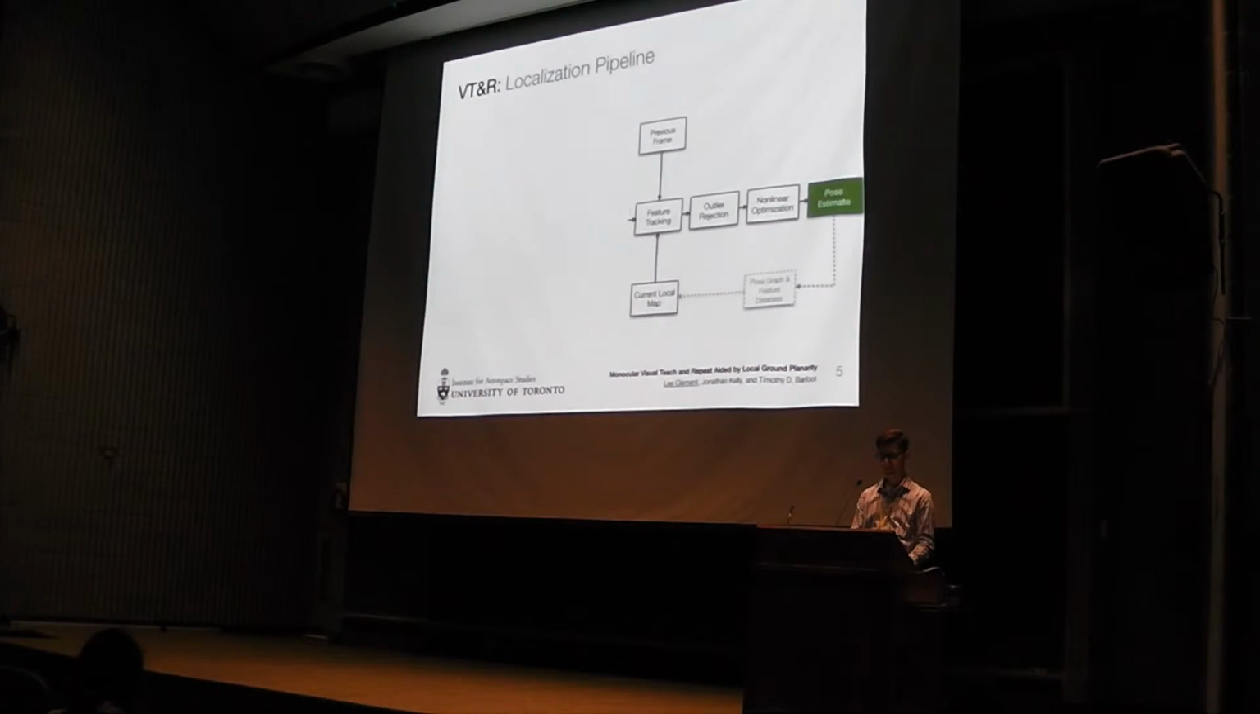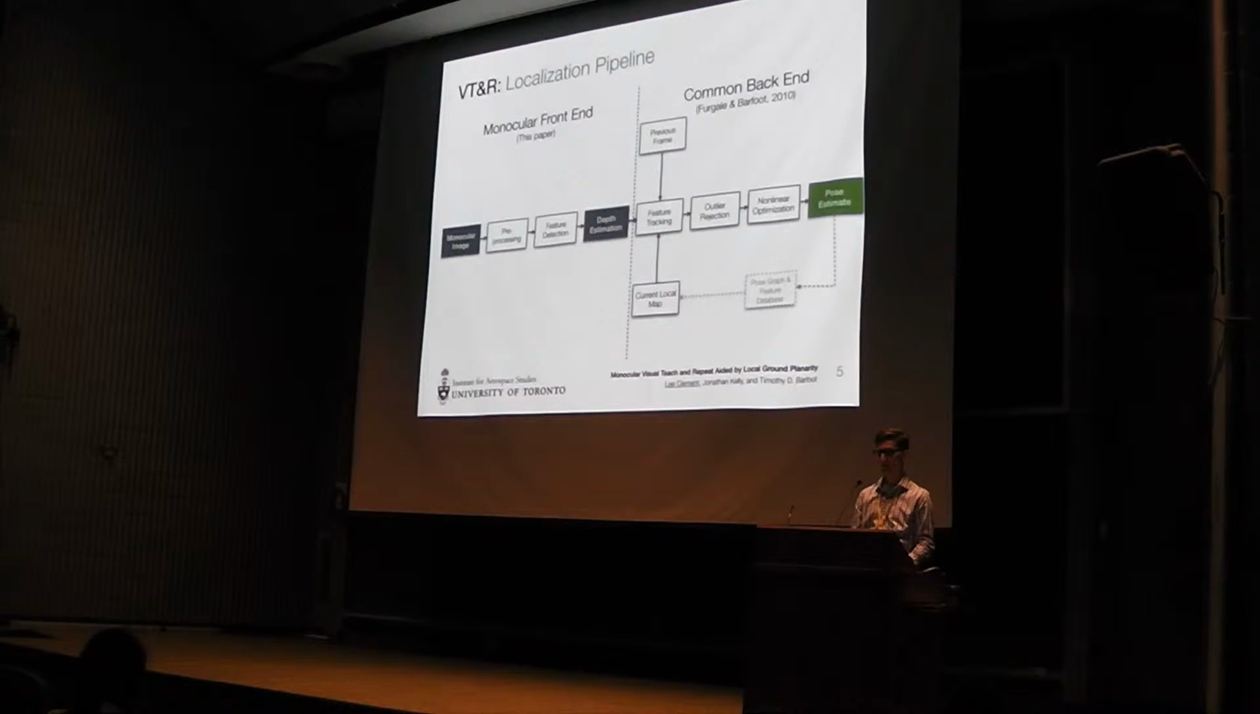So to do this, we wanted to keep the back end totally consistent, leave all the optimization stuff alone, and just come up with an alternative front end to do the vision stuff. So now we just have a single monocular image coming in. We're doing the same pre-processing, same feature tracking stuff, except we have this extra depth estimation magic block that somehow turns monocular points into three-dimensional points. So how do you do that?